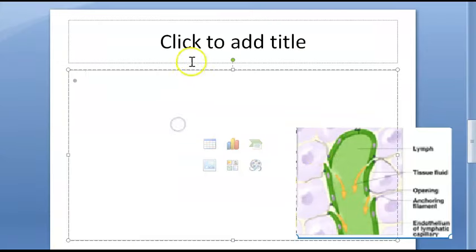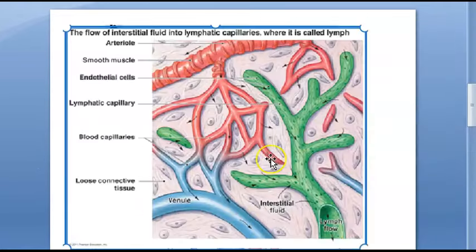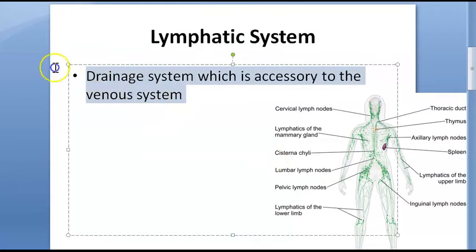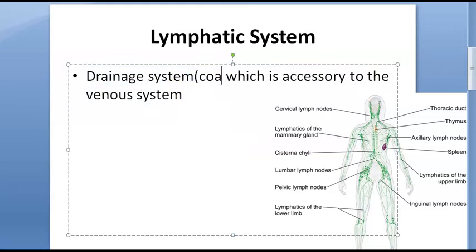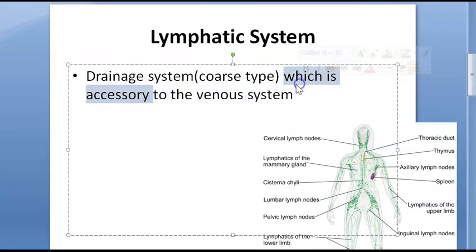Now this is how it drains, they are showing. You can see here, this is how it will start. This image is not at all clear, but there is lymph here, and tissue fluid which is entering. It's not clear, leave it. So let's go back here. Basically it is a drainage system of coarse type, which is accessory to the venous system, which is a fine type of drainage.